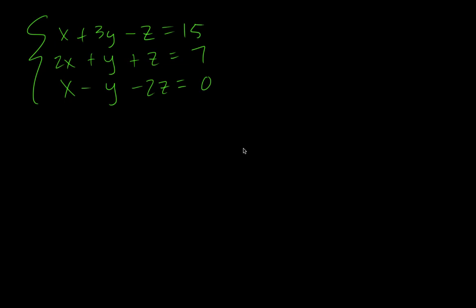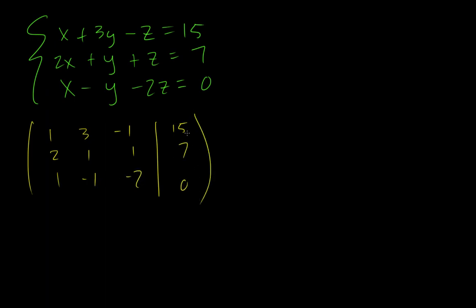Hey math kids, today we're going to talk about solving a 3x3 system of linear equations. We have one on the screen, and so the first step is putting it into a matrix. 1, 3, negative 1, 15, 2, 1, 1, 1, negative 1, negative 2, 7, 0. Alright, so we have that in there.